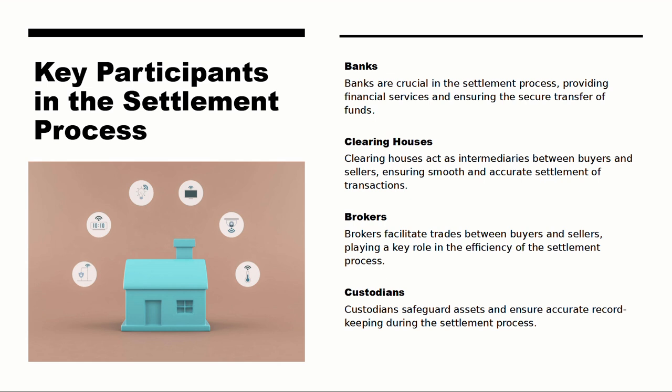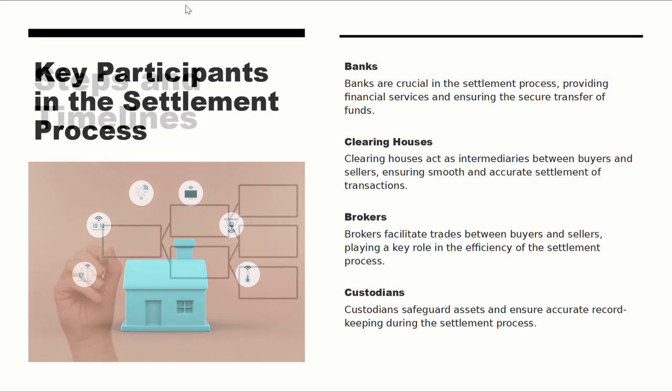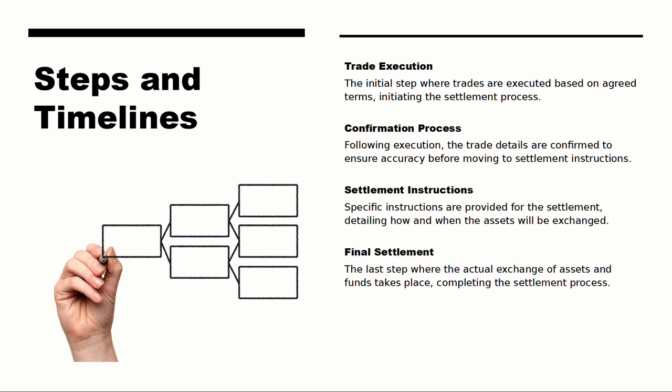Custodians. Custodians safeguard assets and ensure accurate record keeping during the settlement process. Steps and timelines. Trade execution. The initial step where trades are executed based on agreed terms, initiating the settlement process. Confirmation process. Following execution, the trade details are confirmed to ensure accuracy before moving to settlement instructions.